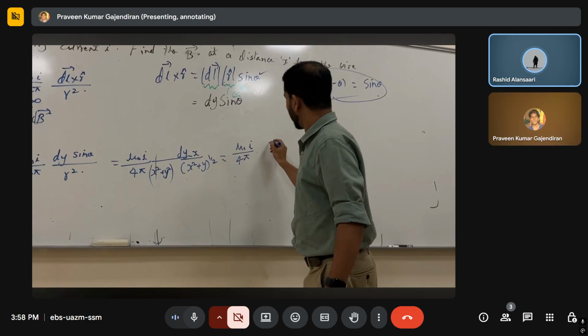Okay, and then dy, it's the same, yeah? But then we change the sine theta into x over x squared plus y squared, power of 1 over 2, which is just the square root. Okay, understand until here. Good.